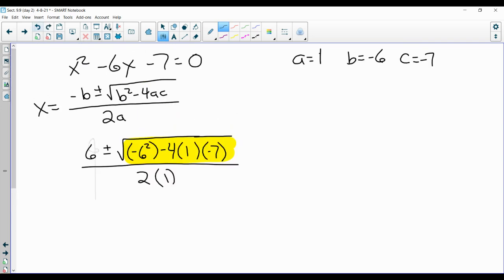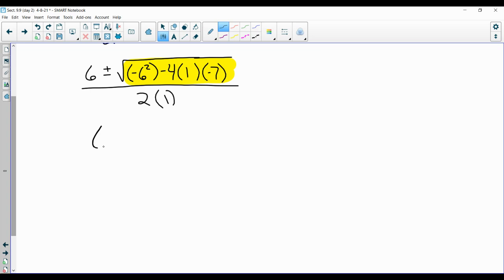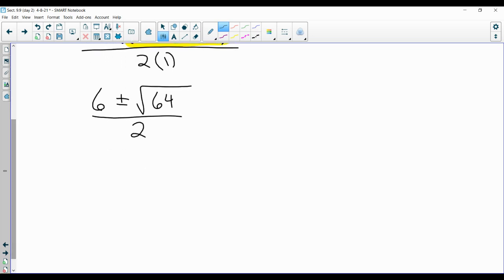So this is going to become 6 plus or minus the square root of 36 plus 28. So Rachel, what did you get underneath there? 64. Okay. 64, and then that's going to be over 2 times 1, which is 2. Okay, and I can easily simplify that.